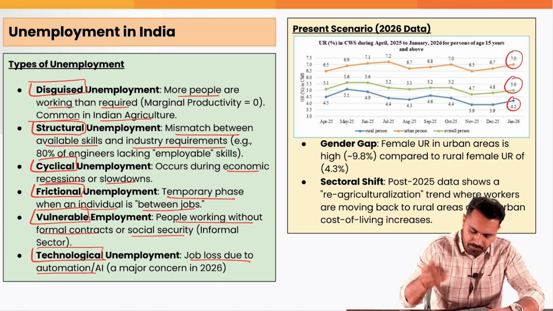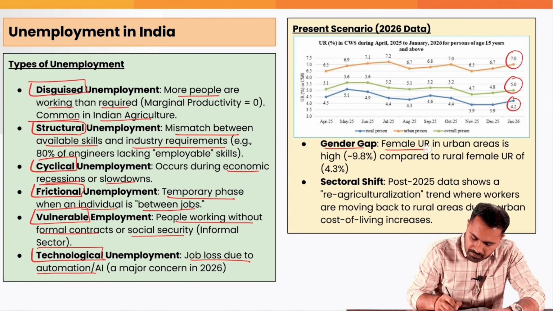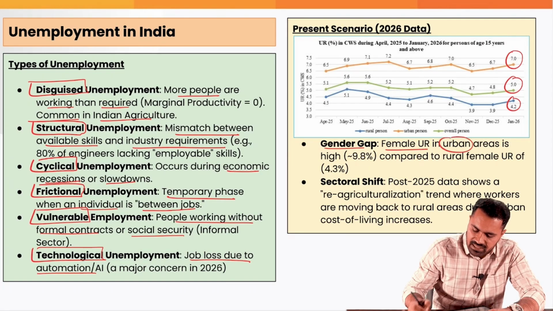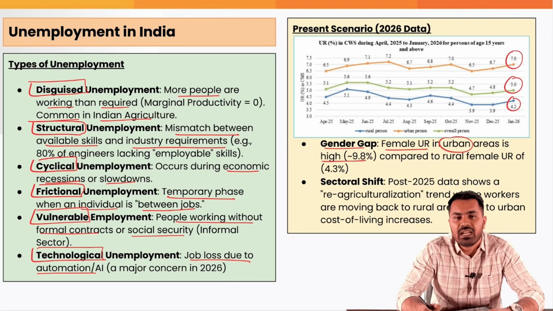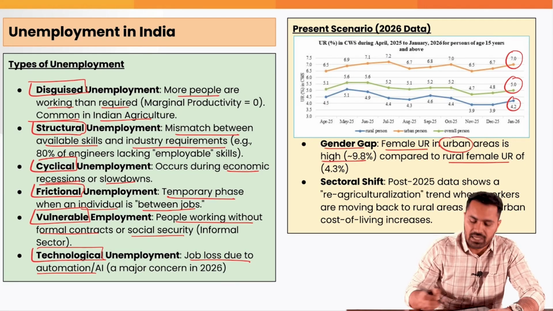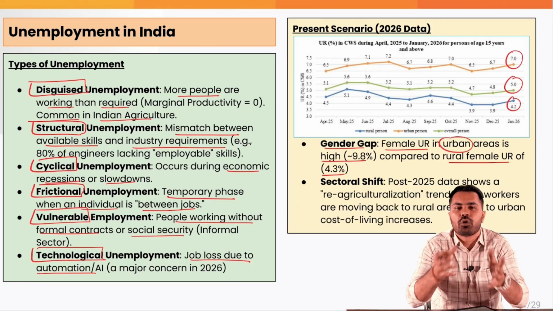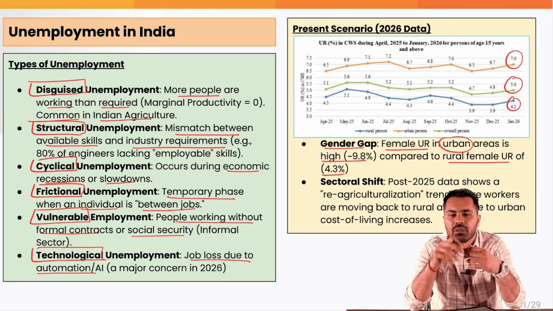So that will be correct. Now, if you see the gender gap within unemployment, the female unemployment rate in urban areas is higher at 9.8%, even higher than male, compared to the rural female unemployment rate at 4.3%. So the rural female unemployment rate is very low as compared to the urban female.